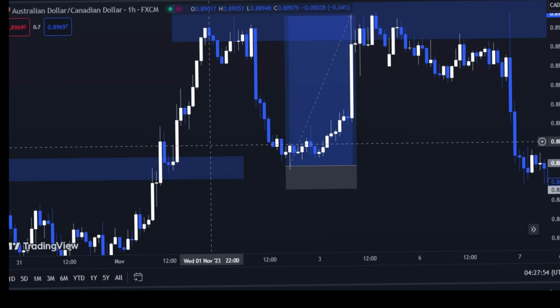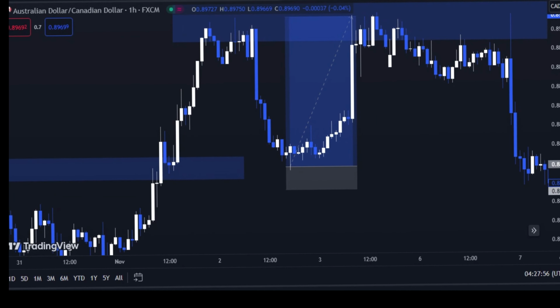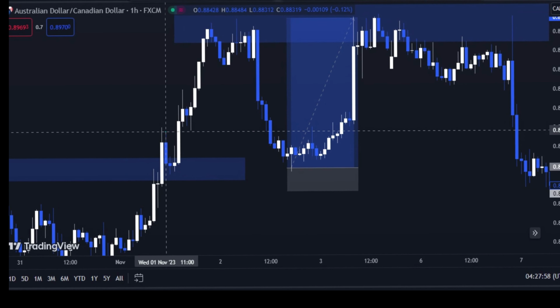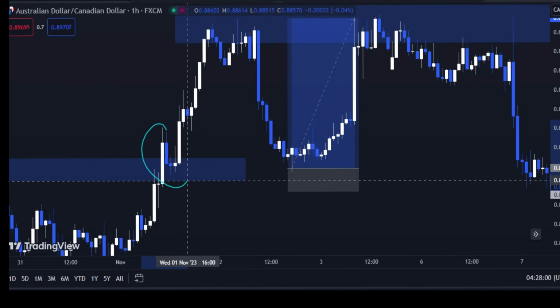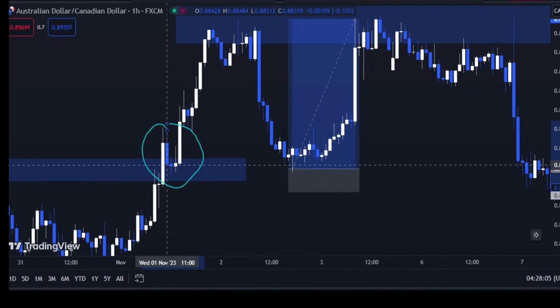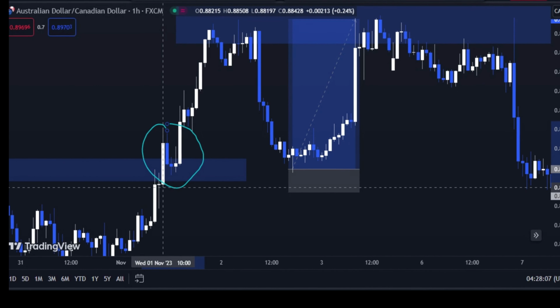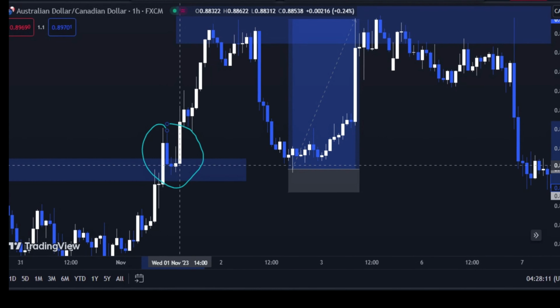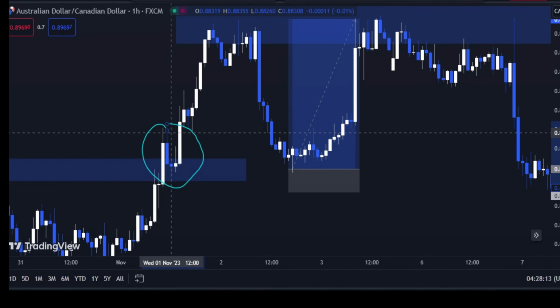Okay, guys, for the example of an invalid pullback, we'll be looking at this circumstance right here. What you can see is price was pushing up here. This is our highest candle within this range.